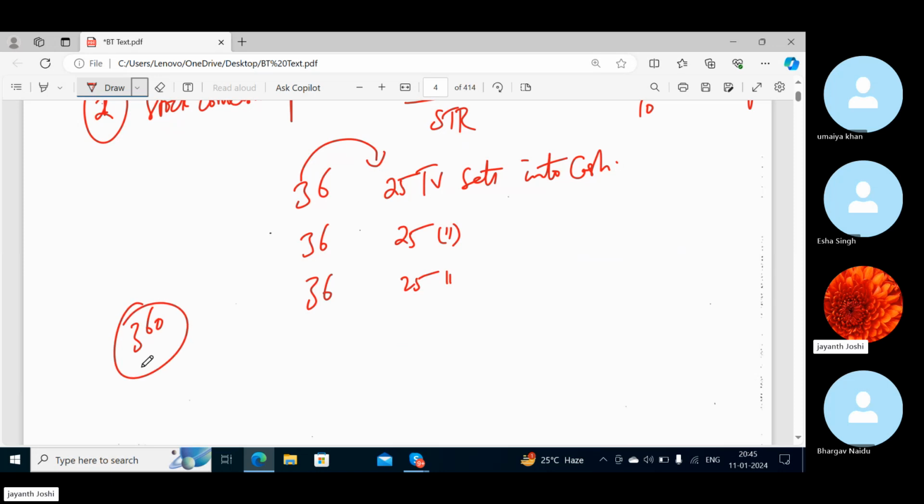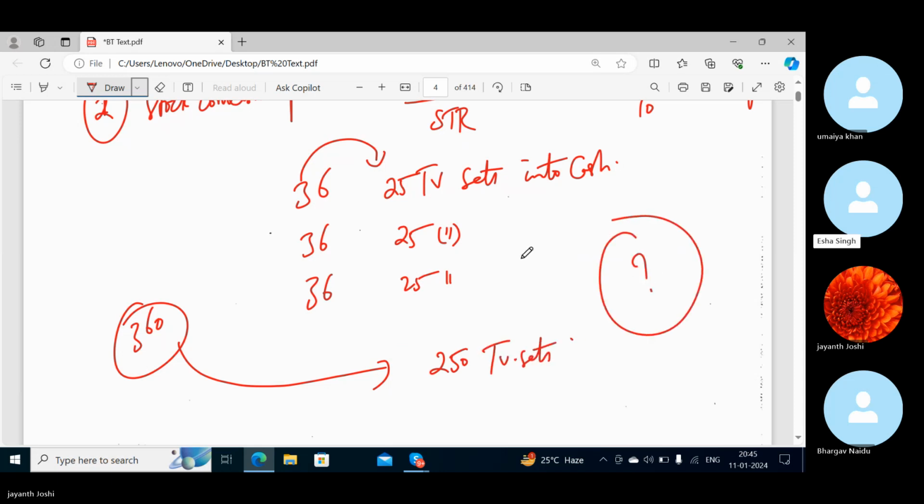And in these 360 days, how many TV sets am I converting into cash? Please tell me. Is it right or wrong? Yes. So it is taking 360 days for me to convert my 250 TV sets into cash. And how many times am I selling my 25 TV sets? 10 times. If I sell 10 times, it makes it 250 TV sets, right?